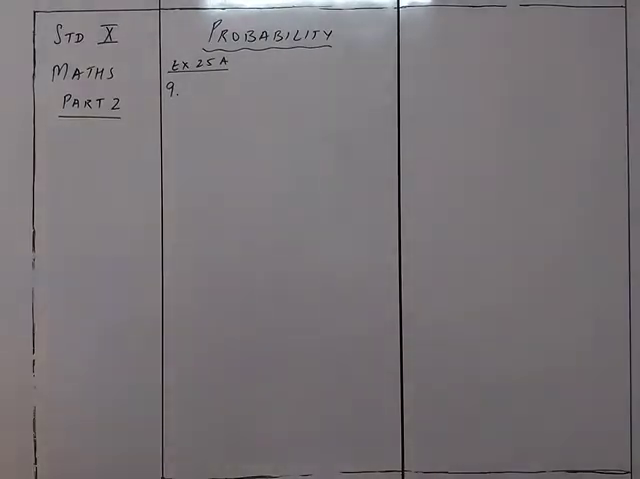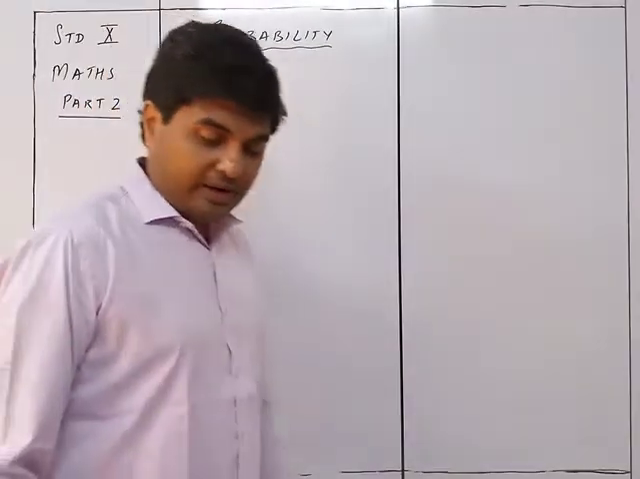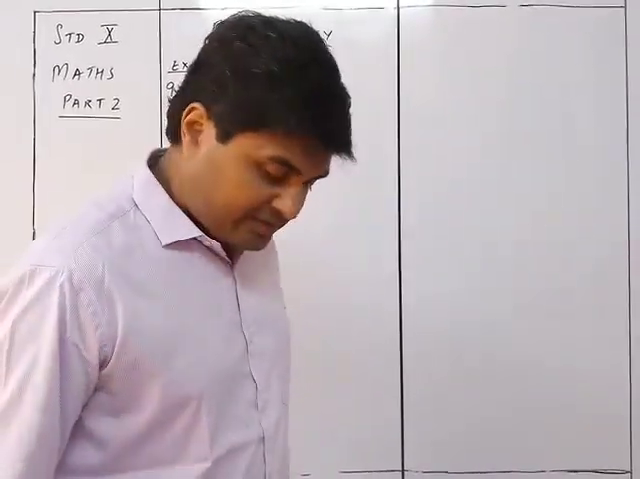So we continue with our exercise 25A of probability. We are done till sum number 7. Now we continue with sum number 9.